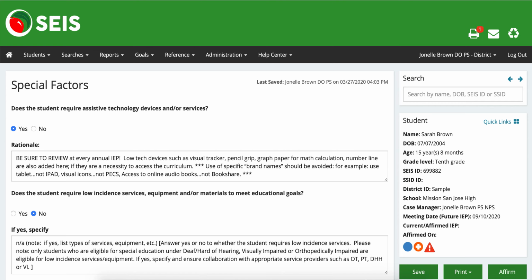All right, guys, we're going to be going over the Special Factors page today, which looks at a few different things: assistive technology, low incidence services, English learner, and information about behavior. So let's go ahead and dive in.